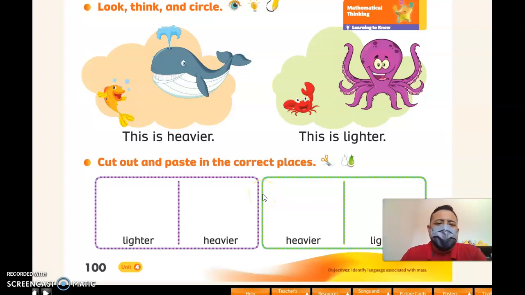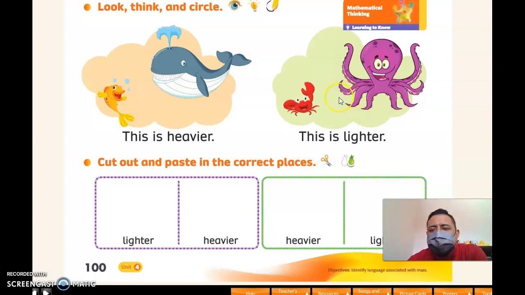Hello guys, el día de hoy estuvimos trabajando con esta página, page number 100, and we have these pictures, and we have to decide which one is heavier, which one is lighter. Acuérdense de lo que habíamos visto. Light es ligero, heavy, pesado, okay? So we have to circle which one is heavier, the fish or the whale. Vamos a encerrarlo. Let's circle it.